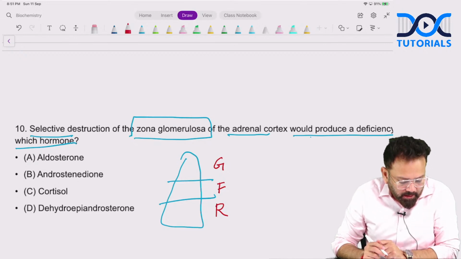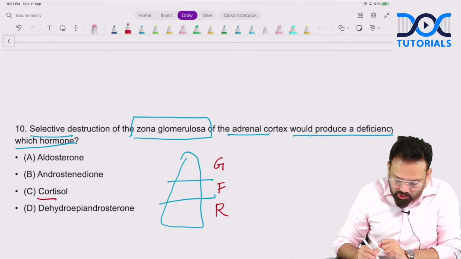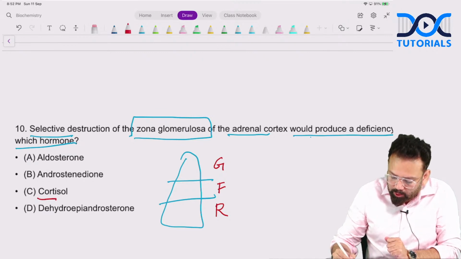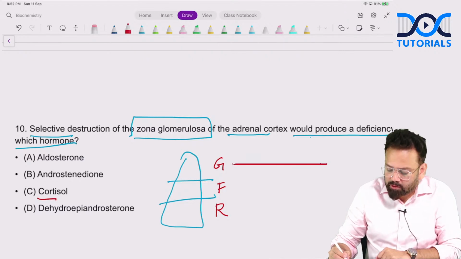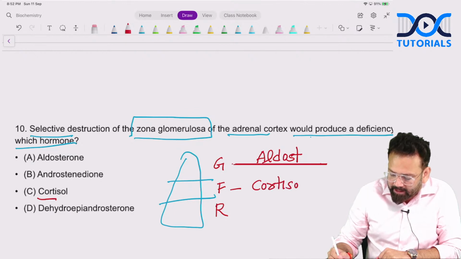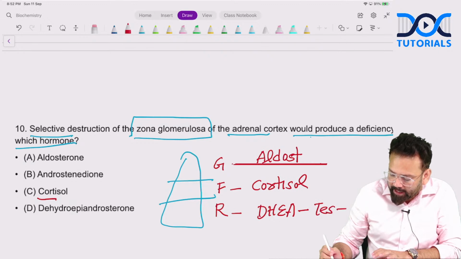Yes, being simple, C. C means cortisol. What is produced by glomerulosa? Glomerulosa produces which hormone? Aldosterone. Fasciculata produces which hormone? Cortisol. And reticularis produces dihydroepiandrosterone. So it will convert into testosterone and then into estrogen.